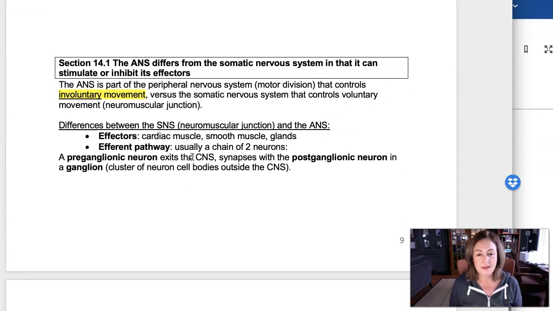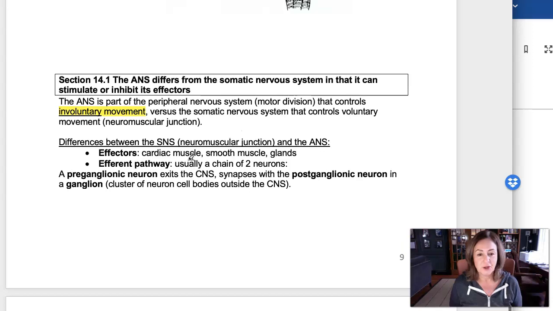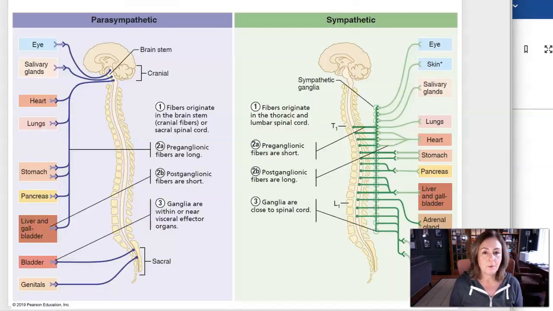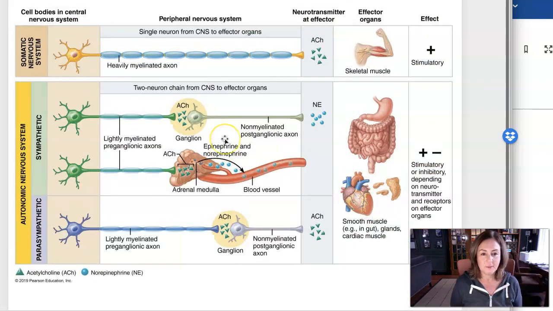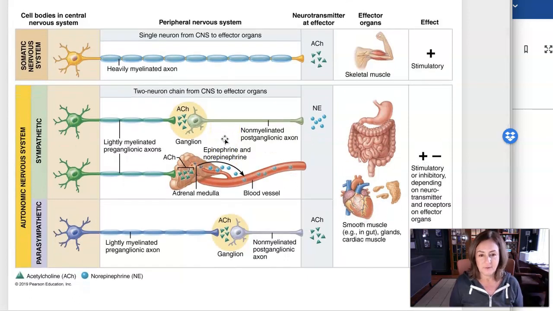So there are some anatomic differences too. The effectors, that would be an anatomic difference, right? So we're controlling different things. We talked about that. The pathway is also different. And so I want to take a quick look at that with you. I'm going to jump over to some pictures. And I gave you a copy of this in the notes. It's on the last page, but I'm going to look at it from our book here.